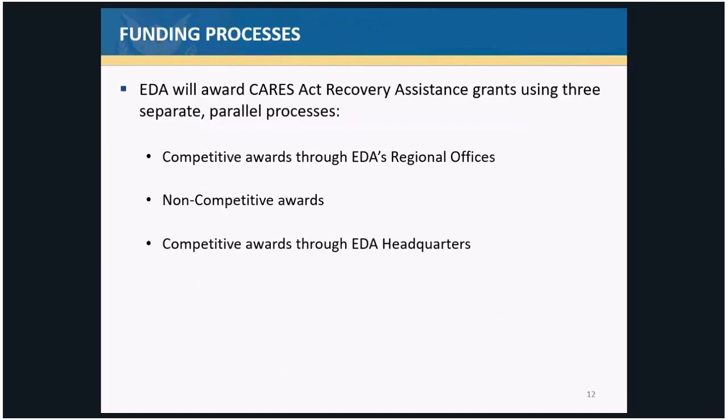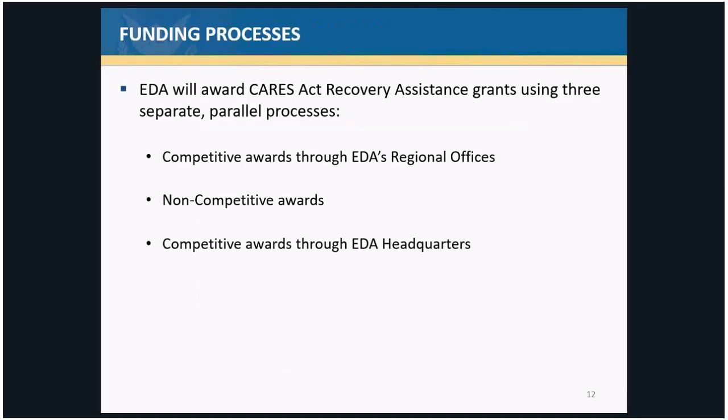EDA is going to be awarding the CARES Act Recovery Assistance grants using 3 separate parallel processes. The first process is a series of competitive awards through EDA's regional offices. This process will resemble EDA's normal process under its Public Works and Economic Adjustment Assistance and Disaster Recovery programs. Applicants will submit applications to regional offices, which will review those applications and make selections based on the competitive merits of the applications they receive.